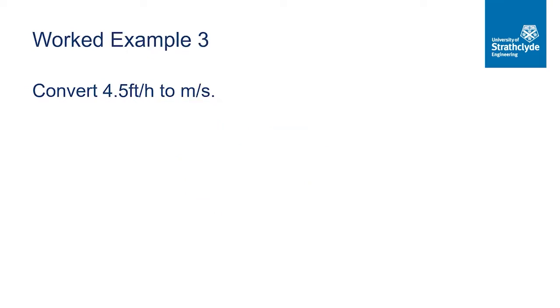In this example, we're asked to convert feet per hour to meters per second. So we'll have to consider 2 unit conversions in order to do that. So the first unit conversion is 1 foot, which is equal to 0.3048 meters. The second conversion is, of course, 1 hour, which is equal to 3,600 seconds. Now, 3,600 seconds, the way that we obtain that is 60 minutes multiplied by 60 seconds.